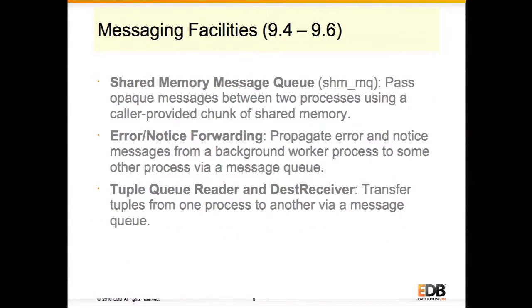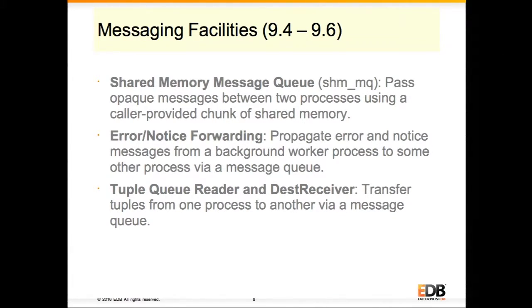So the second category of things that are part of parallel query are a set of messaging facilities. The core piece of technology here is a shared memory message queue, or SHMMQ, which just knows how to pass opaque messages between two processes using a caller-provided chunk of shared memory. So it doesn't know what the messages are. It doesn't care what the messages are. They're just, here's a message of length n. Here are the bytes. Please send it to the other guy.